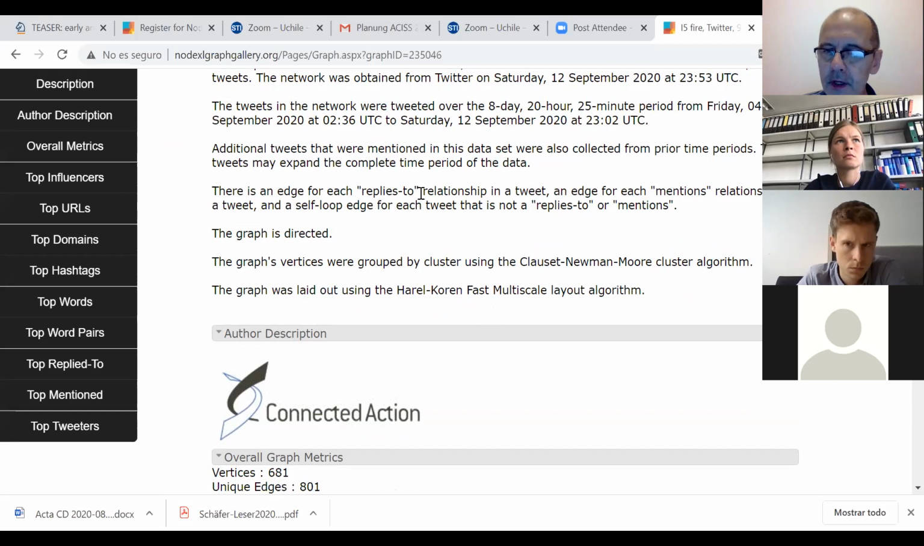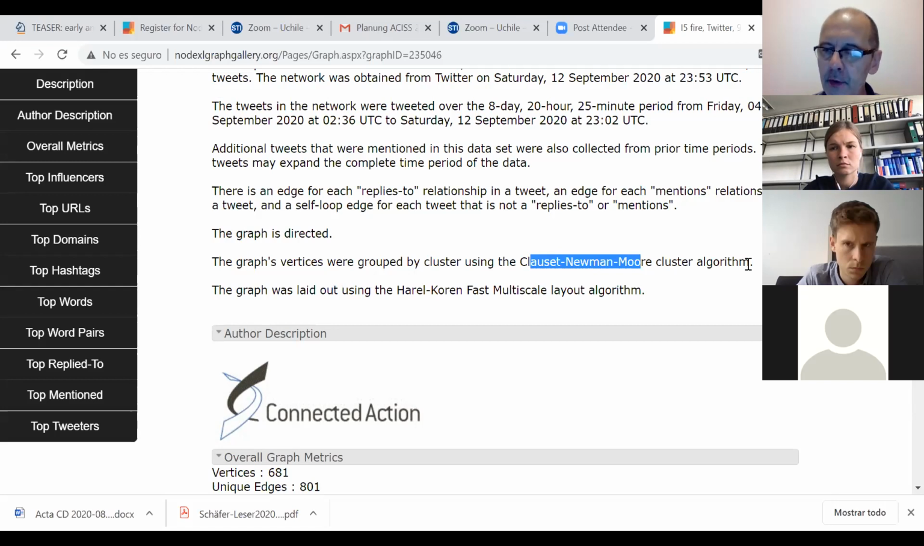There is an edge for each reply to and another edge for each mention. The graph is directed. That's a notion we're going to introduce during this morning. The graph vertices, okay, vertex or node, are terms that I will use interchangeably. Nodes or vertices are grouped by cluster using the Clauset-Newman-Moore algorithm. That's an algorithm we will introduce during this week.